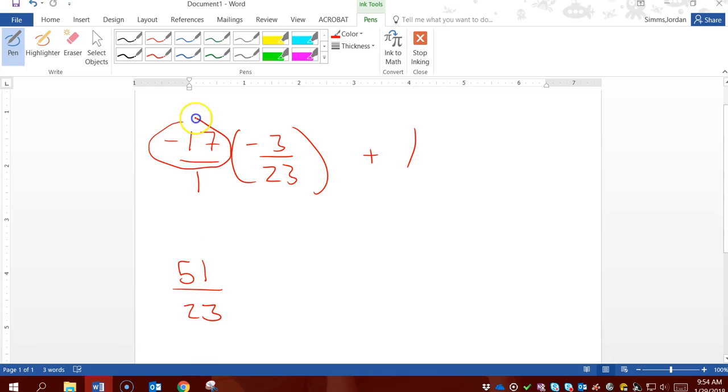Or you could think negative 17 divided by 23 times 3. That's cool too. It means the same thing. But anyway, the easiest way here, just think like that. And we still have this plus 1 over here.